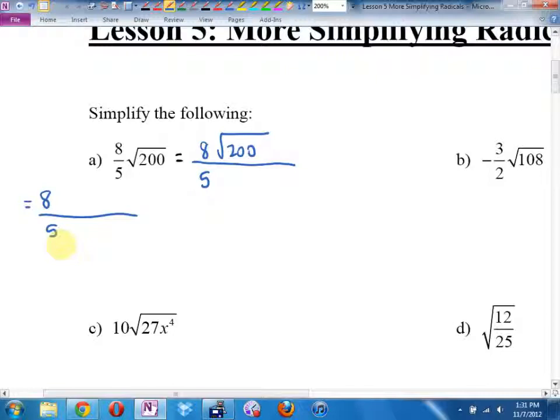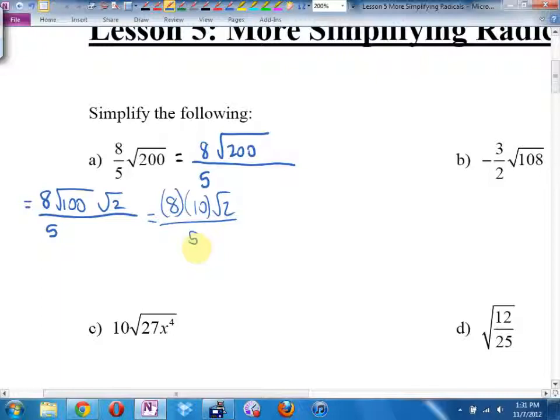Root 100, root 2. Now, why is that so nice? Because what is the square root of 100? This is really the same as 8 times 10 with a root 2 left behind and a 5 on the bottom.